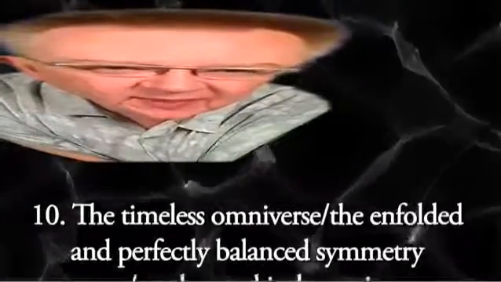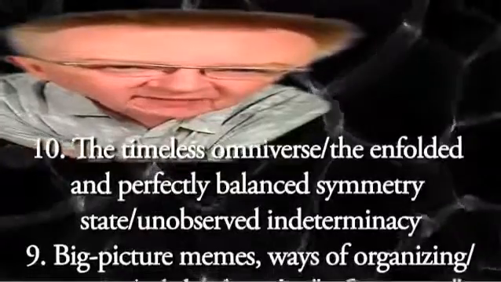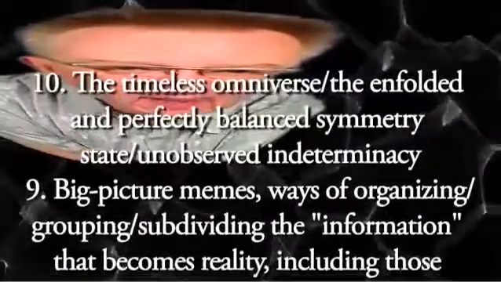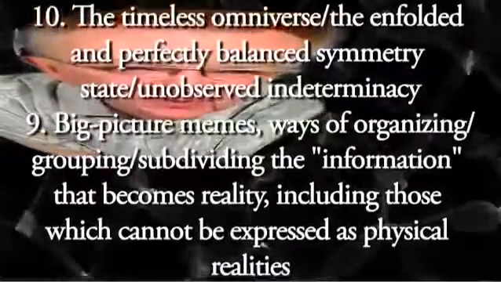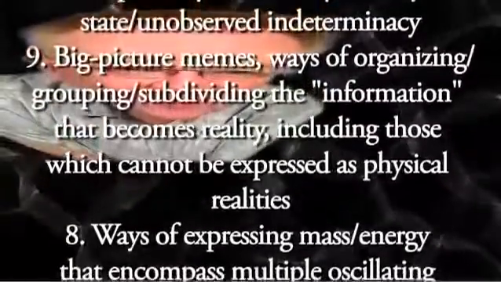So let's go back to that list again that I was talking about, working through the hierarchy of dimensions as I portrayed them, but this time moving from the top down. 10 would be the timeless omniverse, the enfolded and perfectly balanced symmetry state, unobserved indeterminacy. 9 would be big picture memes, ways of organizing, grouping, subdividing the information that becomes reality, including those which cannot be expressed as physical realities.